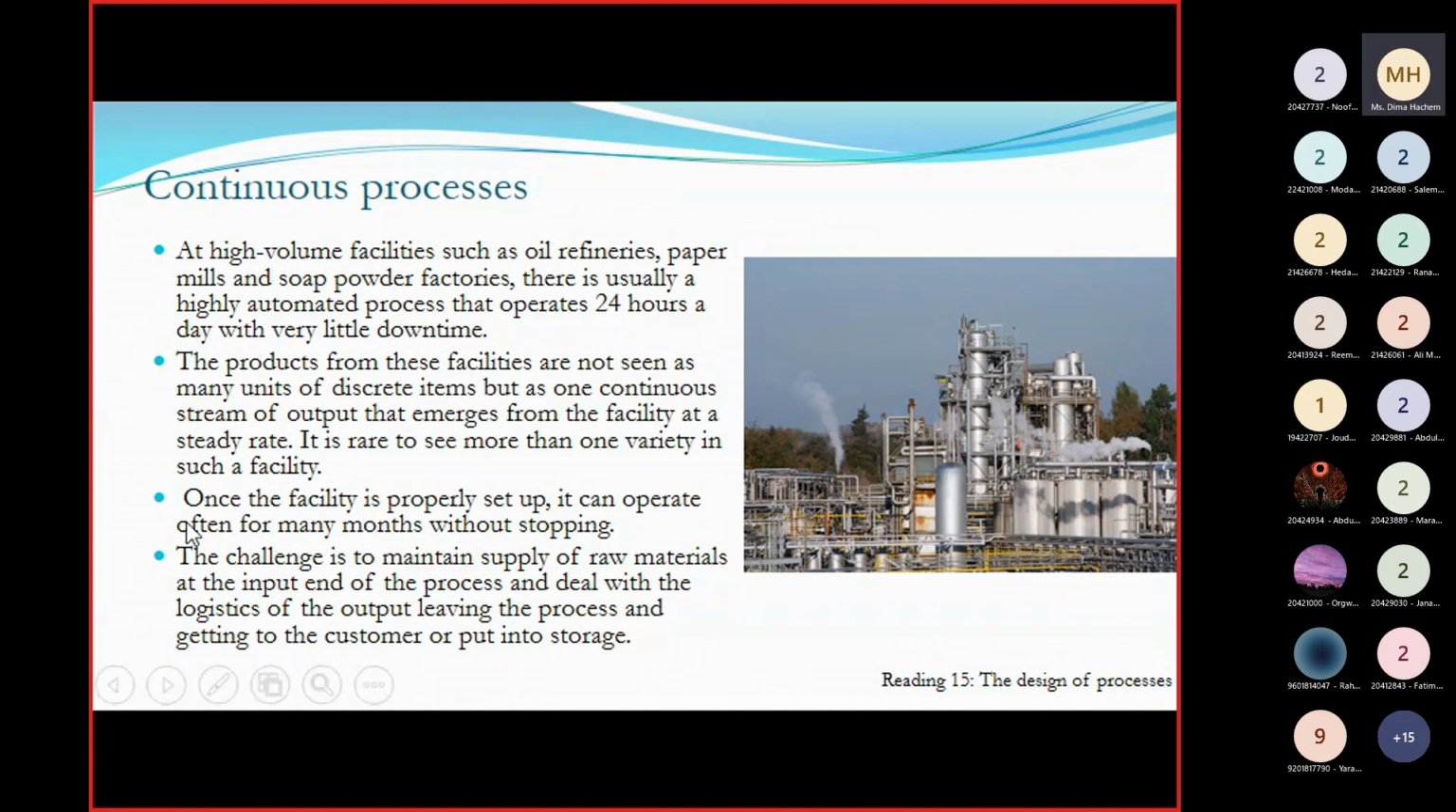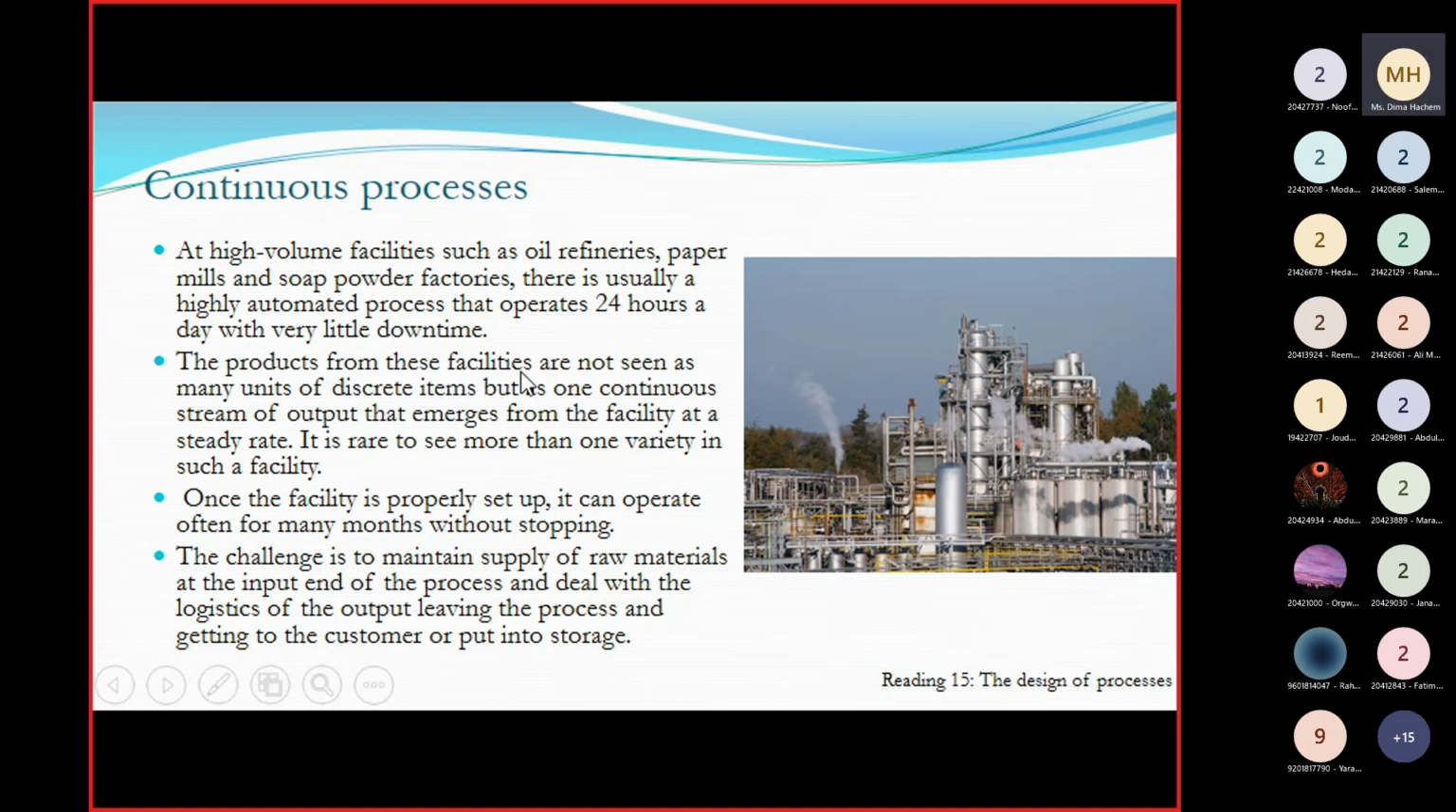Lastly, we have what we call the continuous process. What is a continuous process? It's a process that never stops. Okay, that never stops. This is the example of a process that continuously works. It produces huge volume, such as the oil refineries, paper mills, soap powder factories. Usually they are working 24 hours a day with very little downtime.